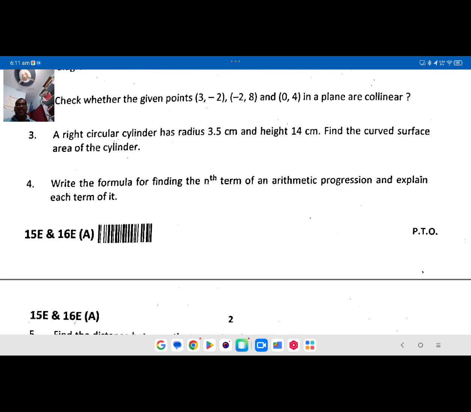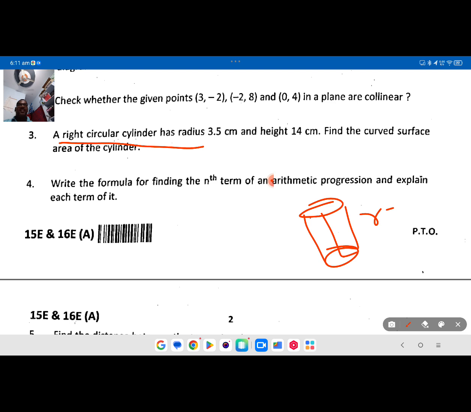So right circular cylinder. Any question is given in mensuration, draw the rough diagram. A rough sketch is very important for a mensuration problem. So a right circular cylinder is given, right circular cylinder we have drawn. The radius is given 3.5 centimeters. Height is given 14 centimeters. Find the curved surface area.